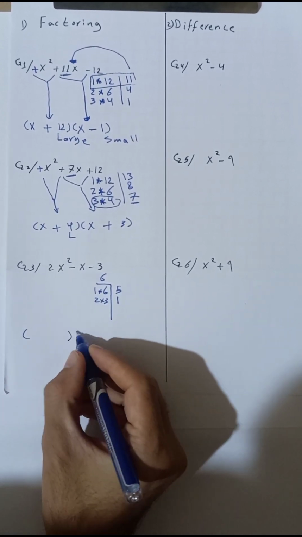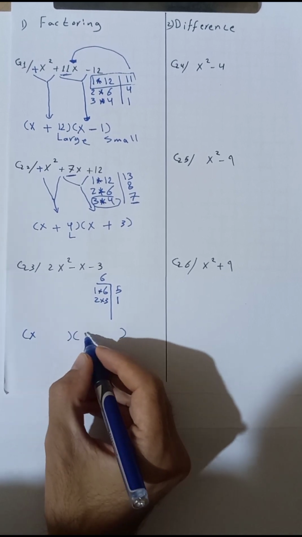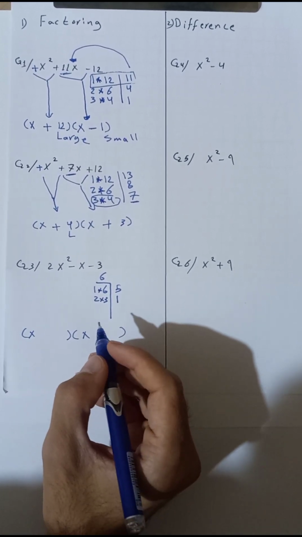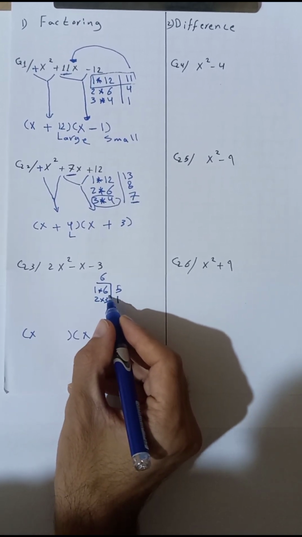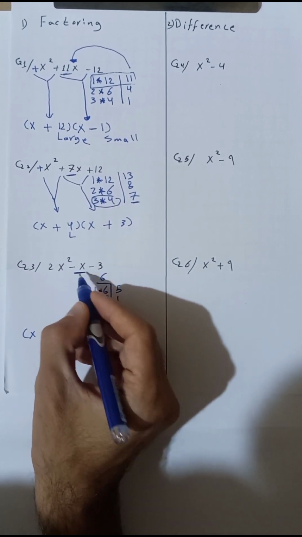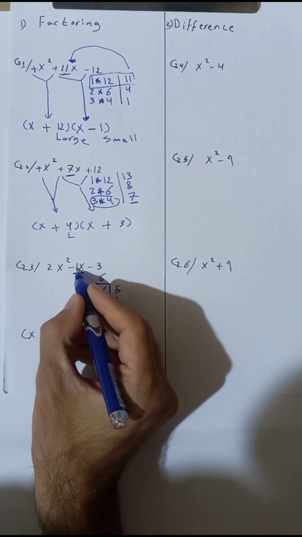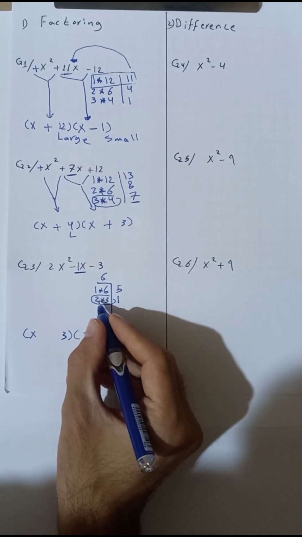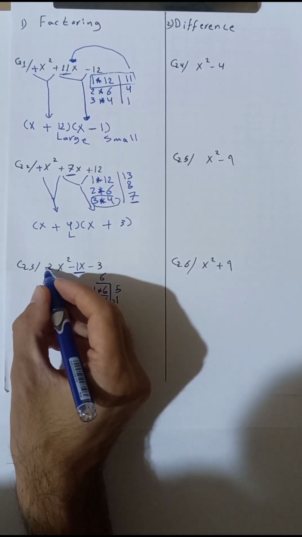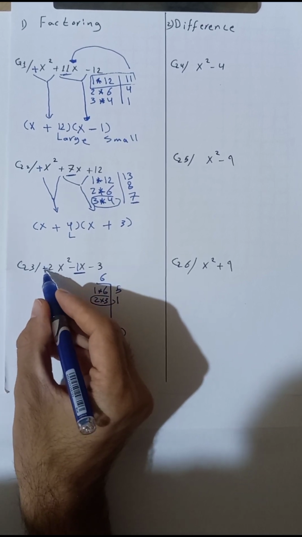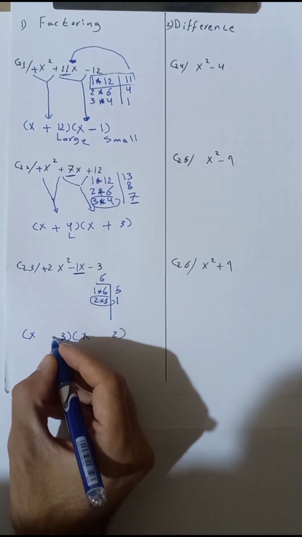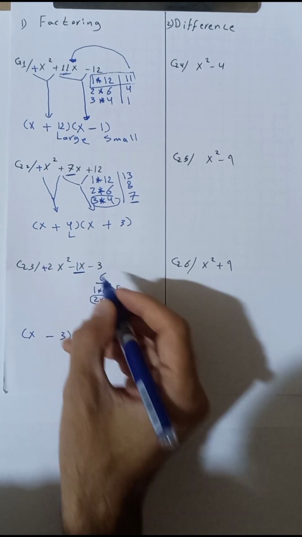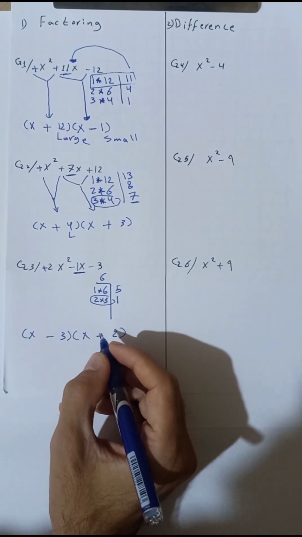We're gonna open up two parentheses, 1x here, 1x here. We're gonna use these two numbers because the middle coefficient is 1. The large number for here, the small number for here. Plus times minus, minus. Minus times minus, plus.